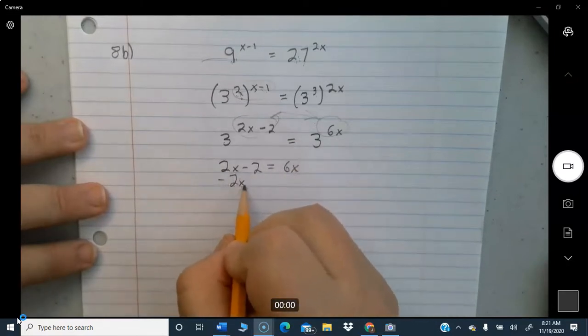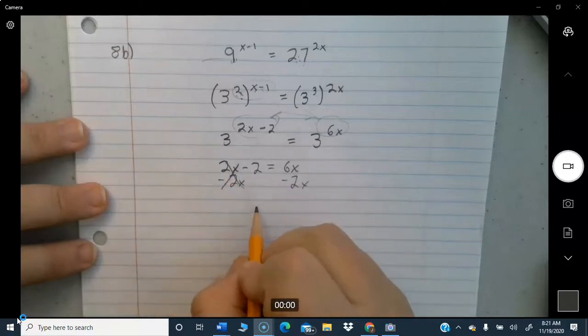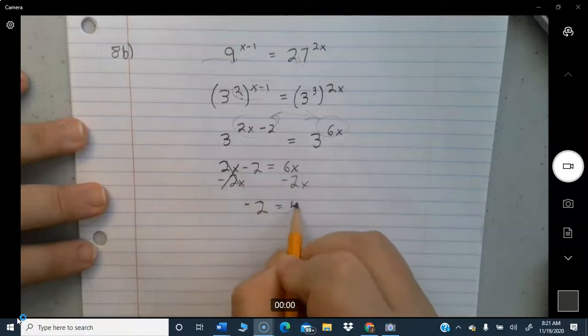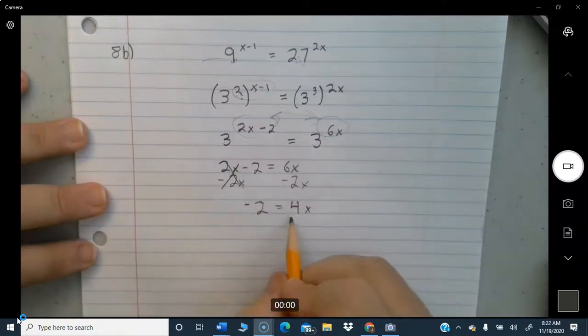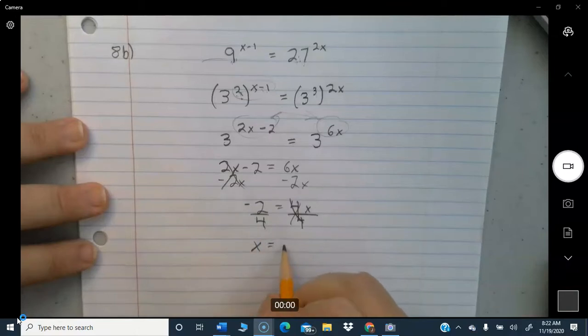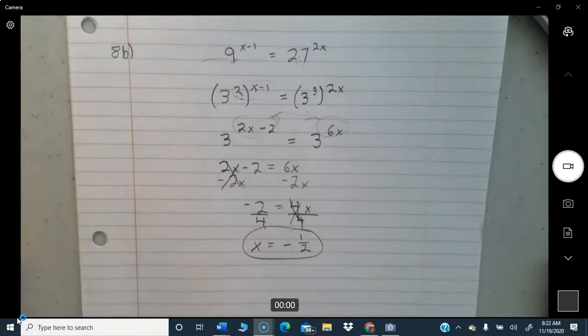Subtract 2x from both sides. That goes away, and you have minus 2 equals 6x minus 2x, which is 4x. We divide both sides by 4. That goes away, and you end up with x equals negative 2 over 4, or negative 1/2. And that's your answer. Okay, all right, let's keep going.